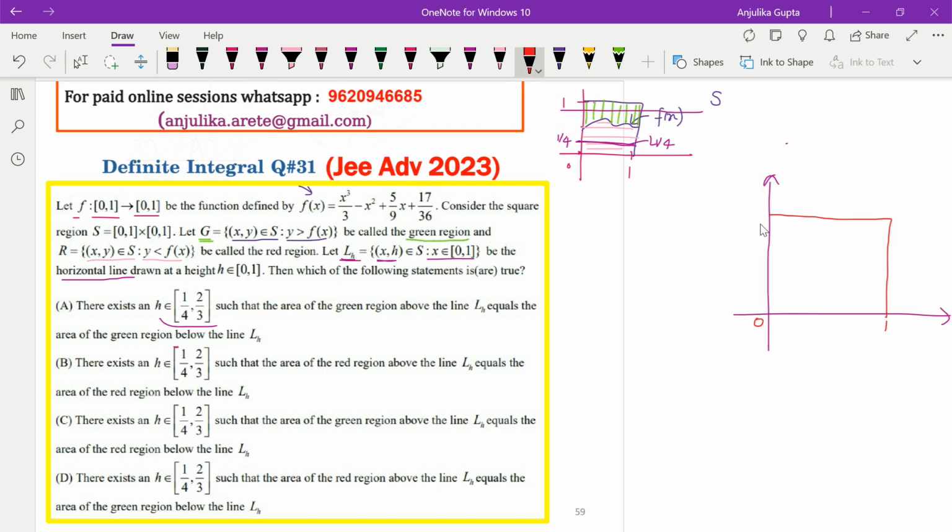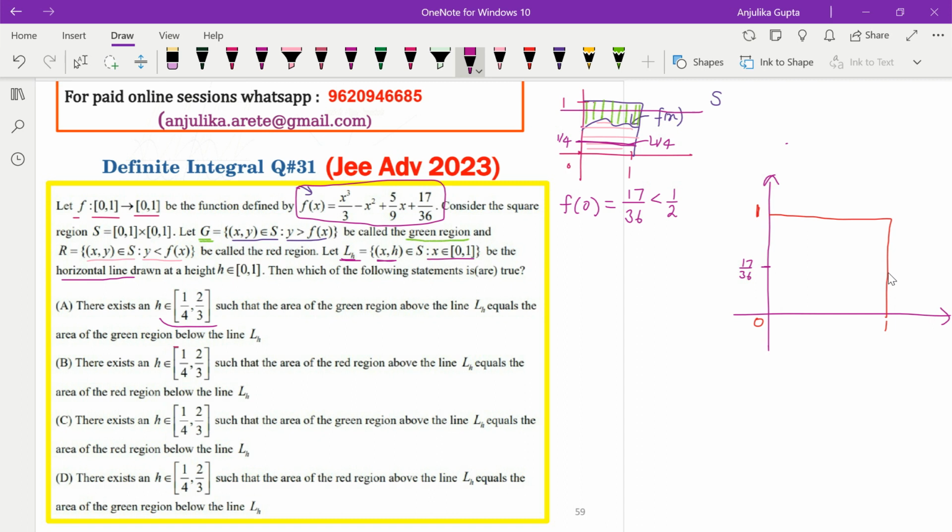So this is your square box. Now to know where you want to start your function, let's try to find f of 0. For f of 0, you have to plug in x equal to 0 here. You end up getting 17 over 36. Of course it is less than 18 over 36, which is half. So this is less than half. So somewhere here, let's say you have that point, 17 over 36.